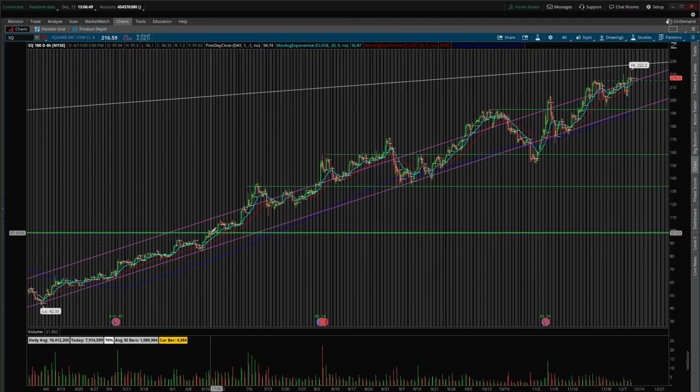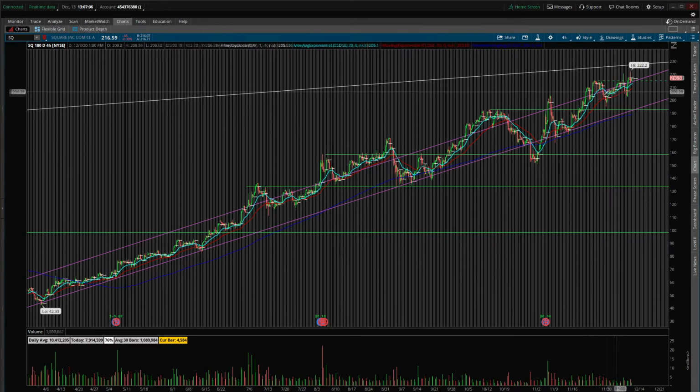A 30-point jump every time. So here we went from about 100 to about 130, from about 130 to about 160, 160 to 190, and 190 to 220. Incredibly consistent, incredibly bullish growth here.